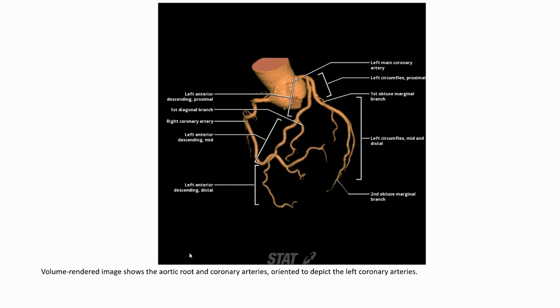But if we follow the left circumflex proximal, then we call left circumflex mid and distal, and then we have two obtuse marginal branches. The first one arises from the proximal left circumflex, and the second arises from the distal circumflex.